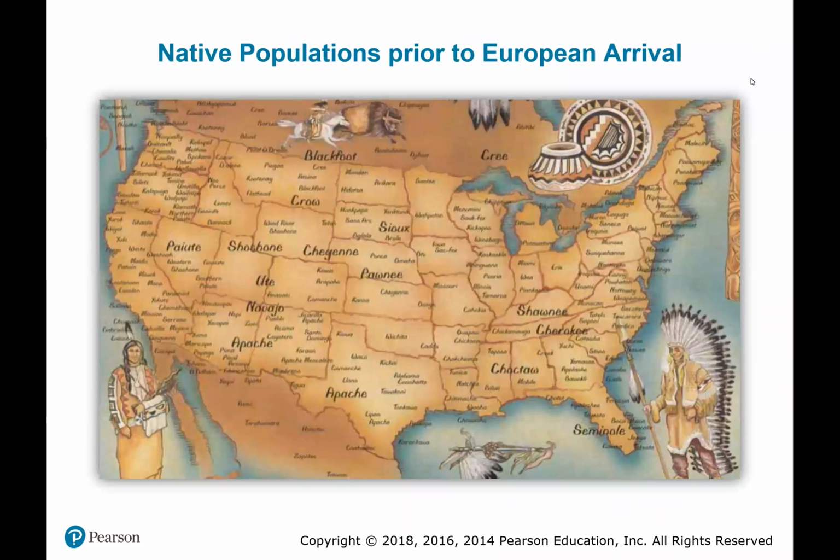And now looking at the Native populations, I just wanted to throw this in there. It's not in the text, but just to get an idea, sometimes we forget how many different groups and different nations there were here prior to European arrival. There really isn't a point on this map where you don't see a name of various different groups, and the various different groups were just that, different languages, cultures, etc.